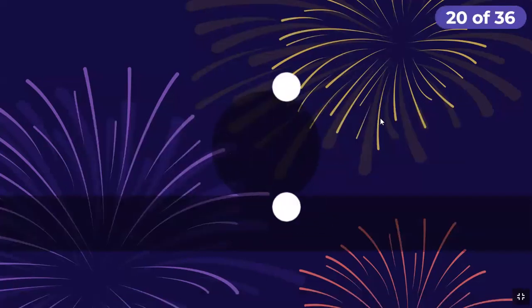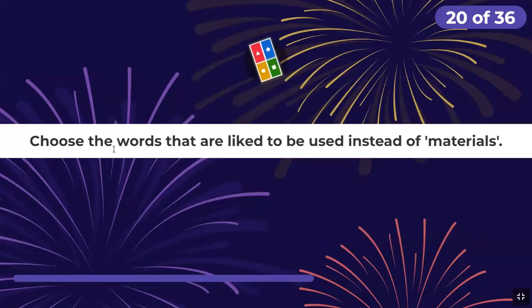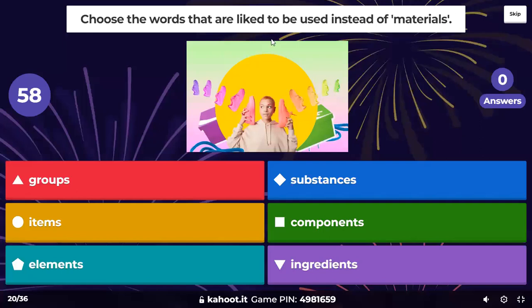So this is a multi-select. You have to select more than one option and your score will be doubled. Choose the words that are likely to be used instead of materials. Now, instead of materials, what other words can you think of that have almost the same meaning? We have groups, we have substances, items, components, elements, ingredients.